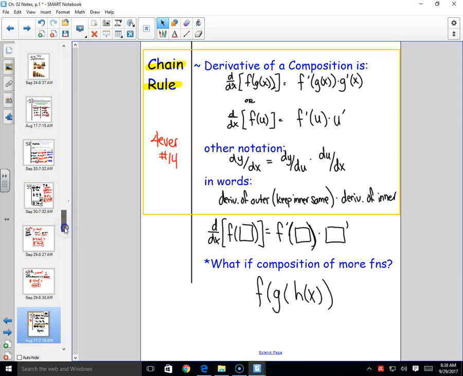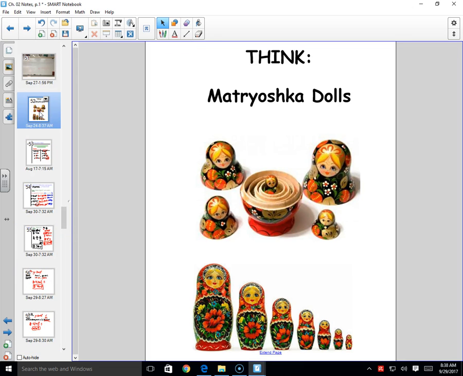Did I just show you guys my Matryoshka doll yesterday? Oh. Why would I show you this?